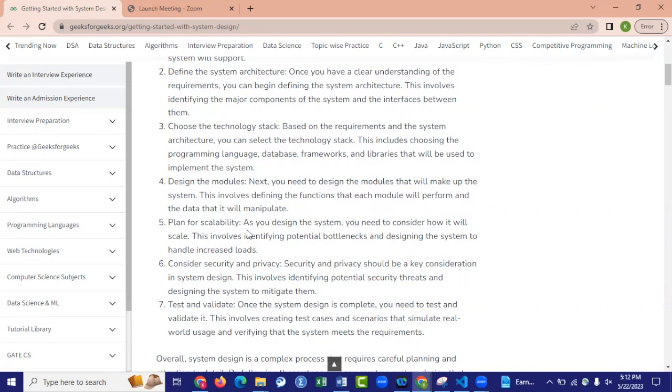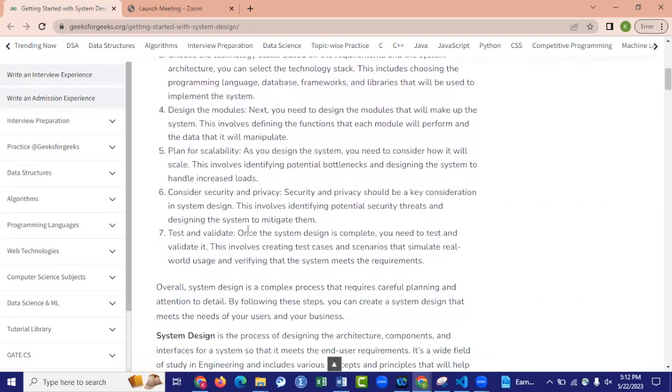Sixth point is to consider security and privacy, as it should be a key consideration in system design. This involves identifying potential security threats and designing the system to mitigate them. Seventh point is to test and validate. This is the final point.